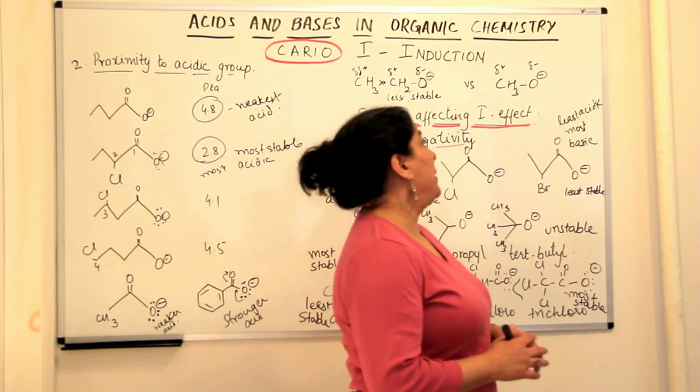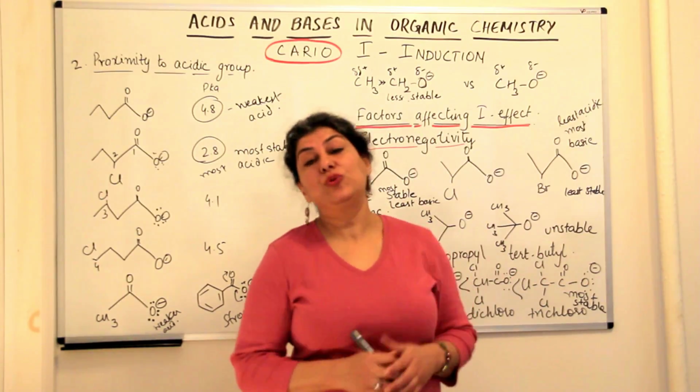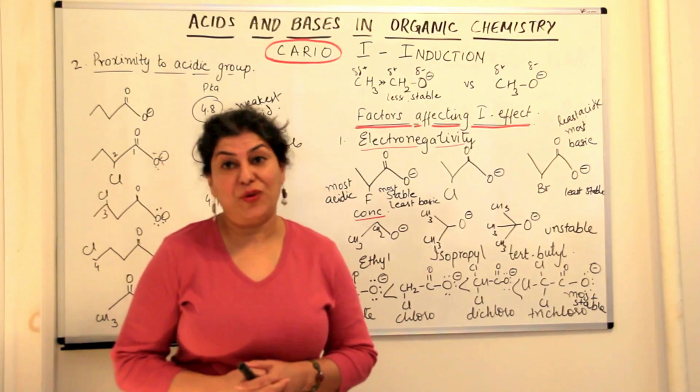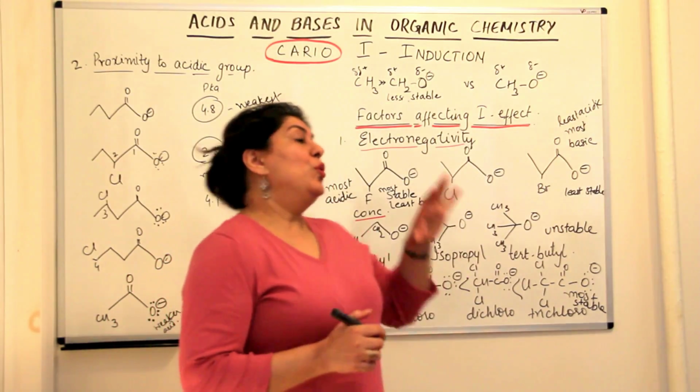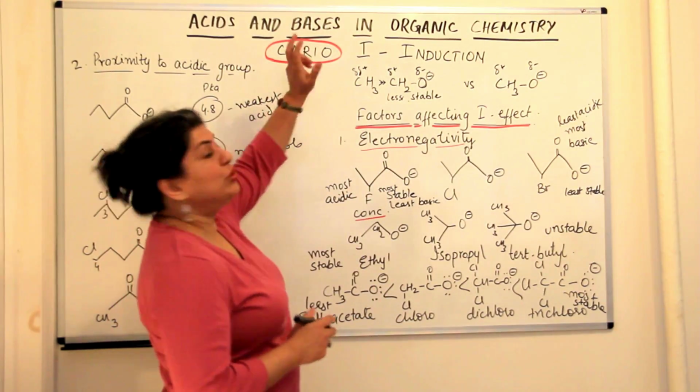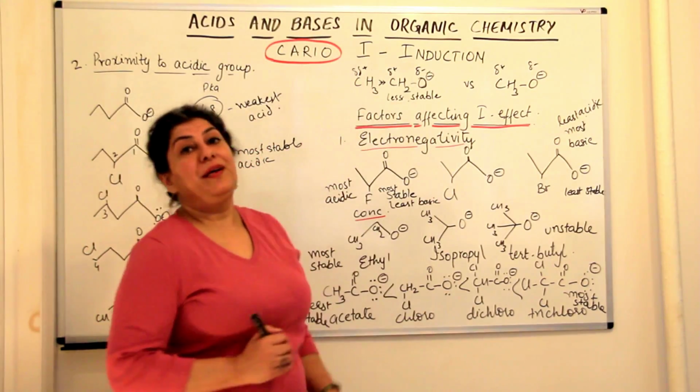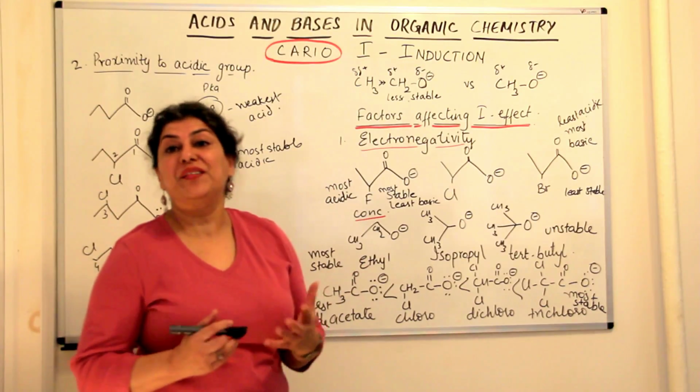So this was about the inductive effect and how we use it to compare the acidic and basic strength of acids and bases in organic chemistry. So with this we come to the end of the 4th step. And now in the next video, we are going to discuss the last step, that is orbitals, comparing the orbitals.